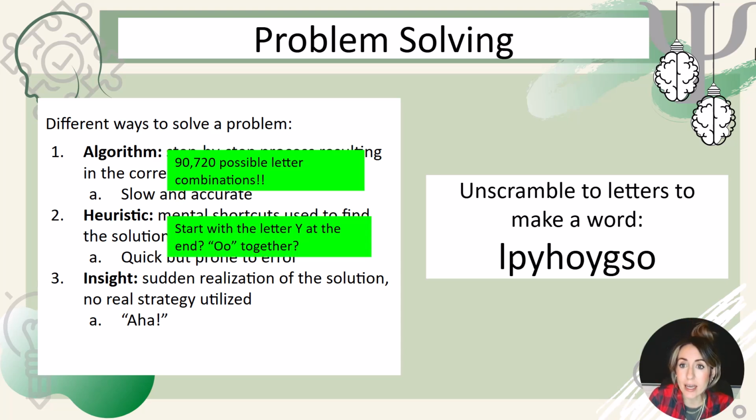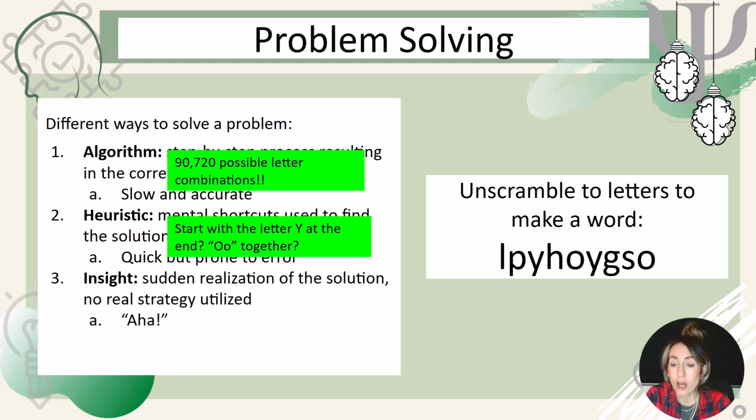Okay, a heuristic, we're going to start with some shortcuts. So what do we know about how letters work? Well, generally, I don't know of any words where there are two L's next to each other. So if I don't know of any words where there are two L's next to each other, I'm not going to put the two L's next to each other. But I do know a lot of words that have Y at the end. So I'm going to try to rearrange the letters with Y at the end. I also know some words that have a double O, so maybe I'll try to put those together, right? So I'm using these shortcuts about what I know about language and how letters work to help me get to an answer faster.